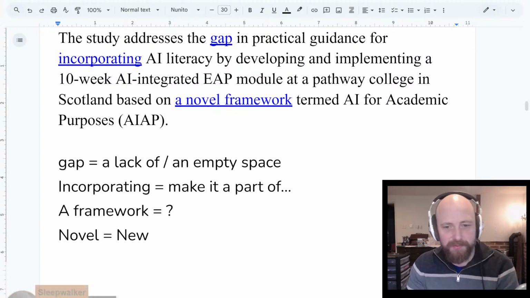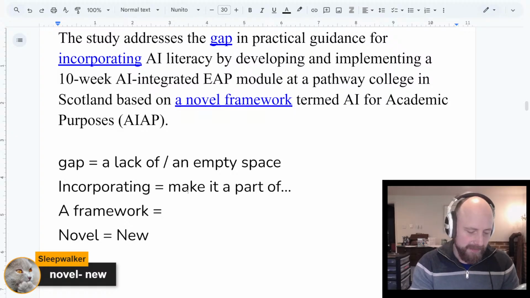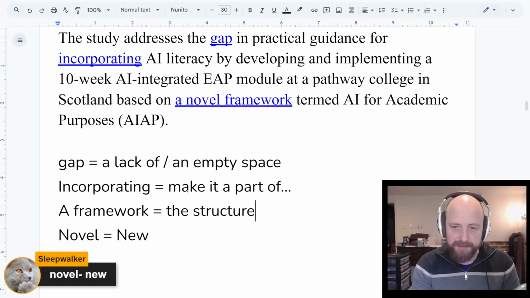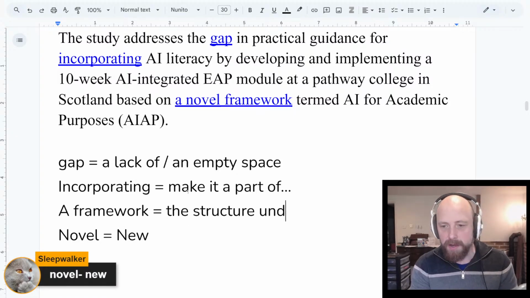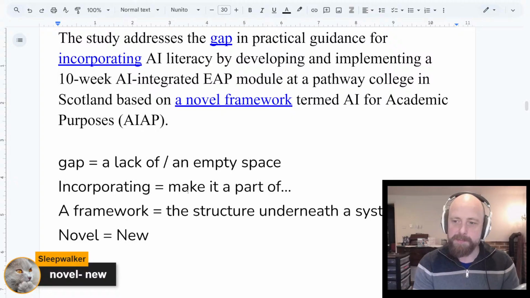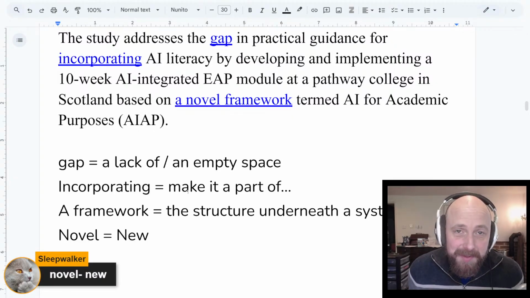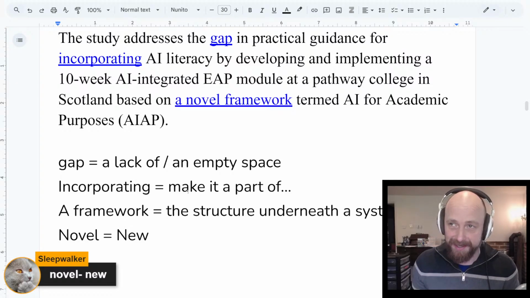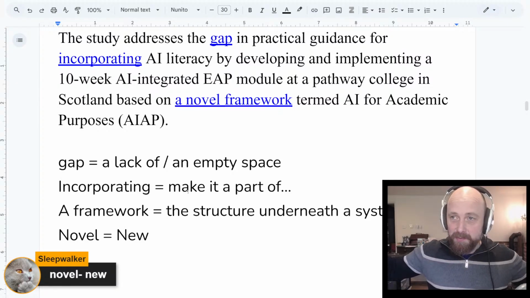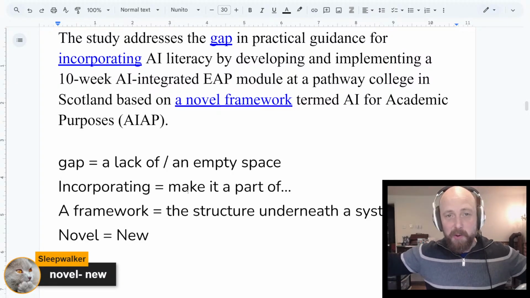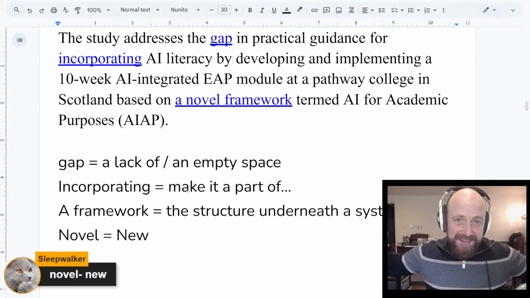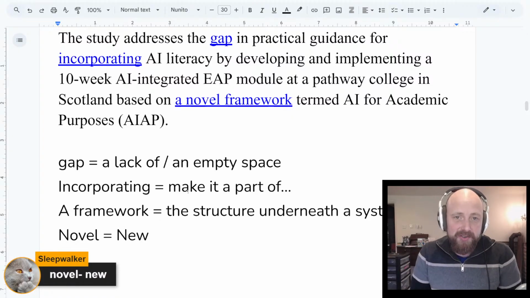All right, so framework is the structure underneath a system. So that could basically mean anything, right? Because what's a system? A system is like a collection of moving parts that forms a complicated thing. So a framework is the structure underneath that.